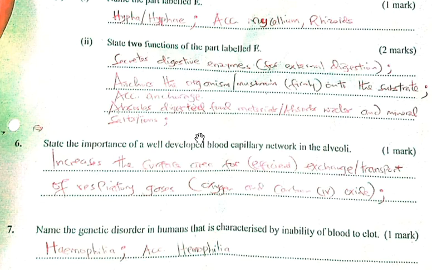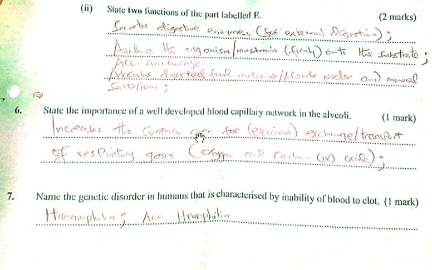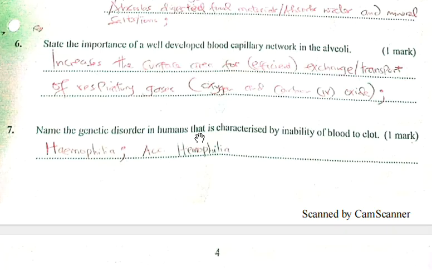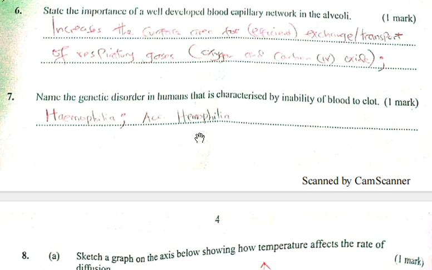Question 6, state the importance of a well-developed blood capillary network in the alveoli, and this increases the surface area for efficient exchange or efficient transport of respiratory gases, and that is oxygen and carbon dioxide. Name the genetic disorder in humans that is characterized by inability of blood to clot, that is hemophilia. Question 8.